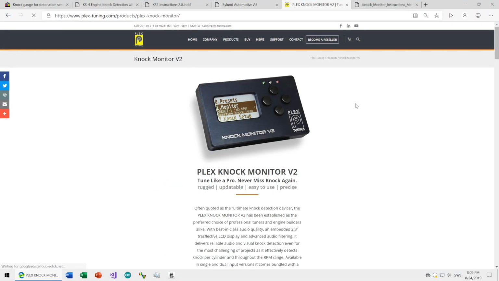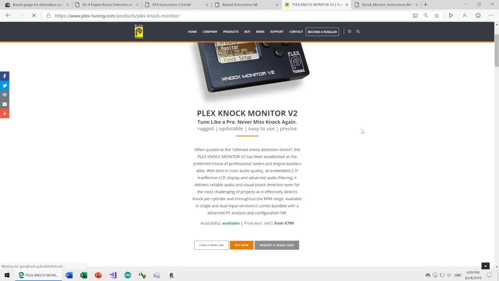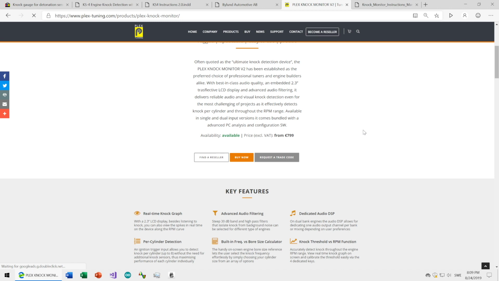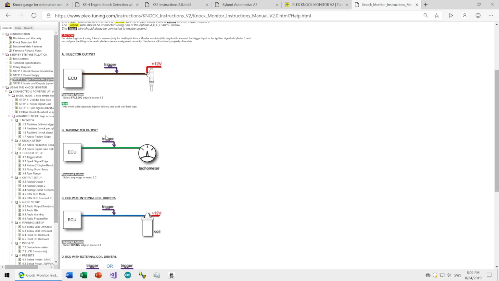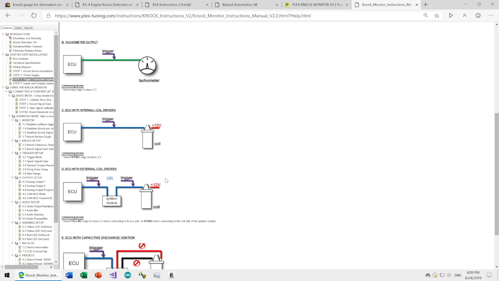This device from Plex Tuning called the NOx Monitor V2 is the most sophisticated, but also comes with the highest price of €799. Here's why. This device actually has a proper trigger input, where you can connect it to the injector outputs, the tachometer outputs, or any of the ignition outputs. This means it knows when to measure and at which cylinder.